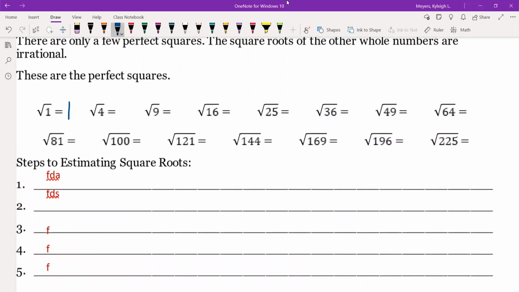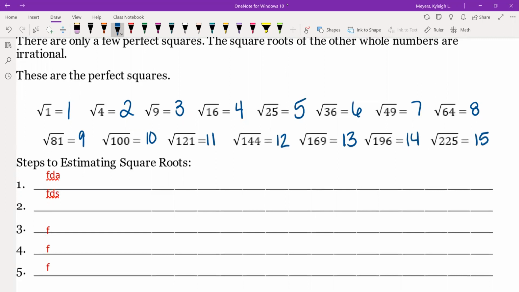So the square root of 1 is 1. The square root of 4 is 2. 9 is 3. 4, 5, 6, 7, 8. We're going to go all the way up to 15. So we are going to have to memorize these because I won't have them up on the board or anything. So you're going to have to memorize your perfect squares. Those are going to be really beneficial for you for literally all of your other math classes beyond this one. So again, we are going to have to memorize them.